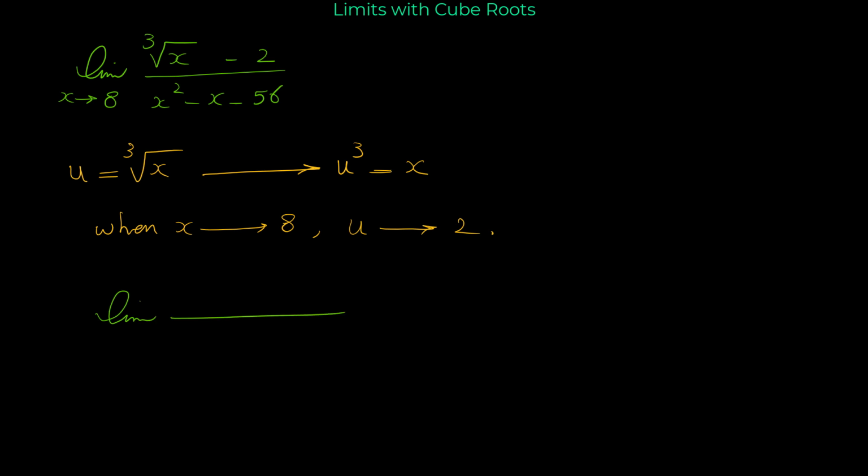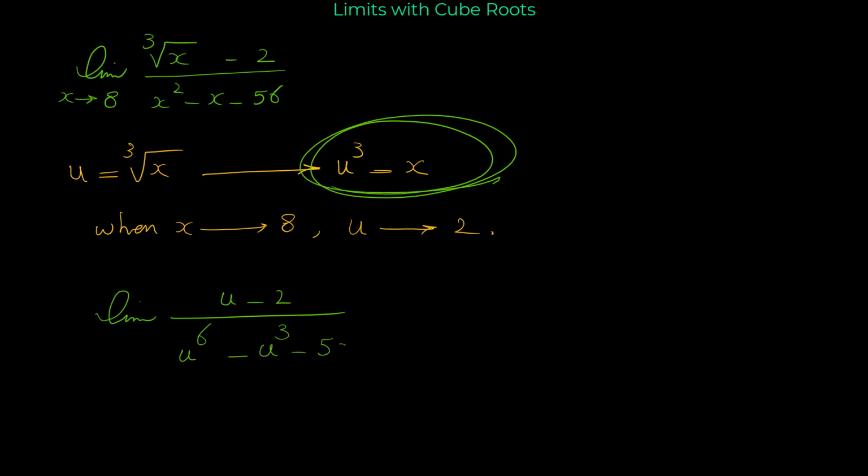So the limit would be the limit of u minus 2. Attention, we supposed cube root of x to be u. So the limit now is u minus 2 over x to the 2 minus x minus 56. What is x? Attention to here. x is u to the 3. What is x to the 2? It would be u to the power of 6, because u to the 3 all to the 2 is u to the 6, minus u to the 3 minus 56. And don't forget, u approaches 2. This is our new limit.